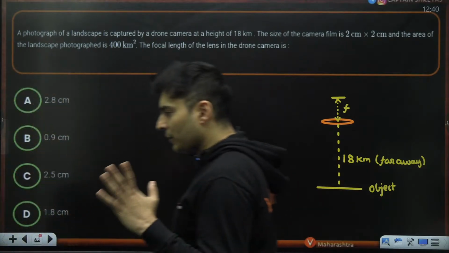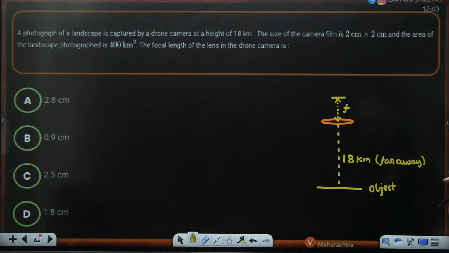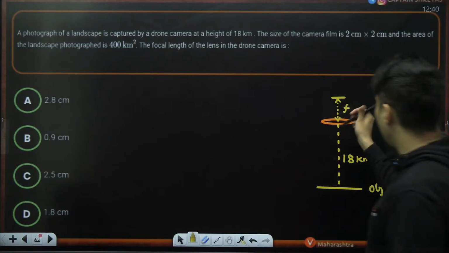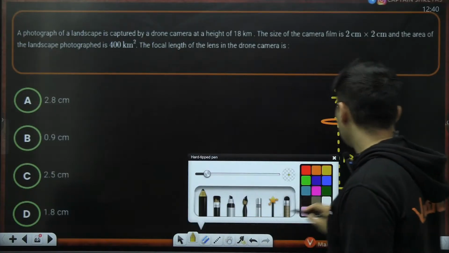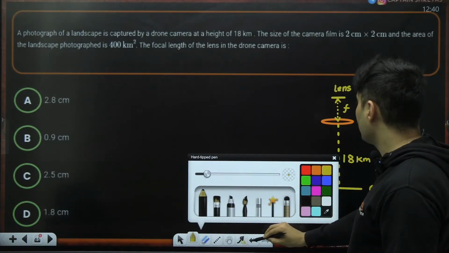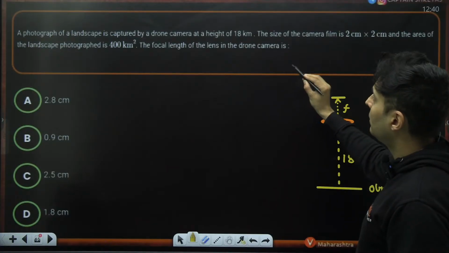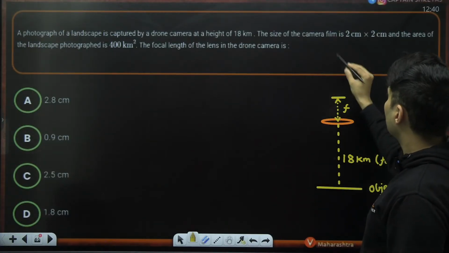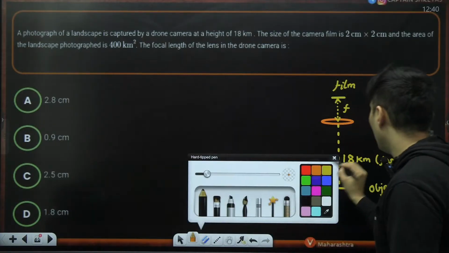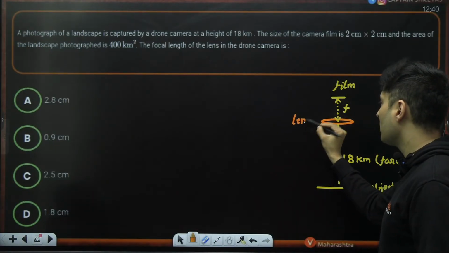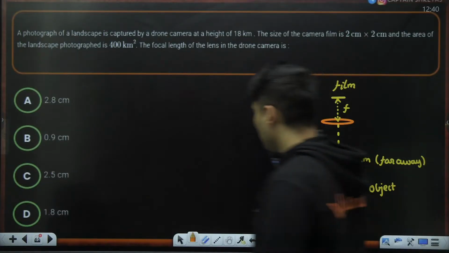Yep, very good. Now let's think more. The focal length of it is asked. In fact, that is what is asked. So this is your lens basically. Sorry, not the lens. What is it? The size of the camera film. This is the film, this is the camera film. This orange one is your lens, the lens which will focus all the rays.